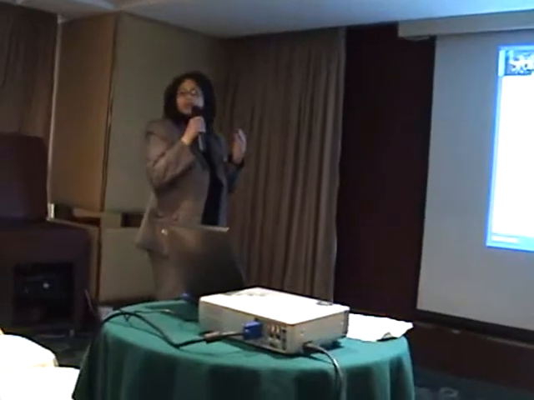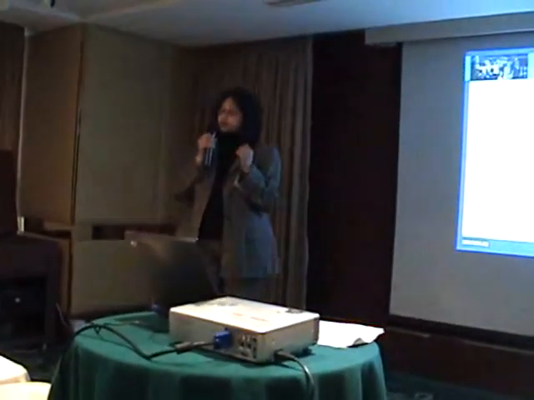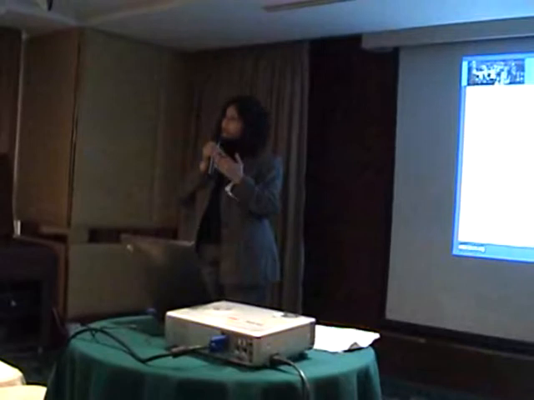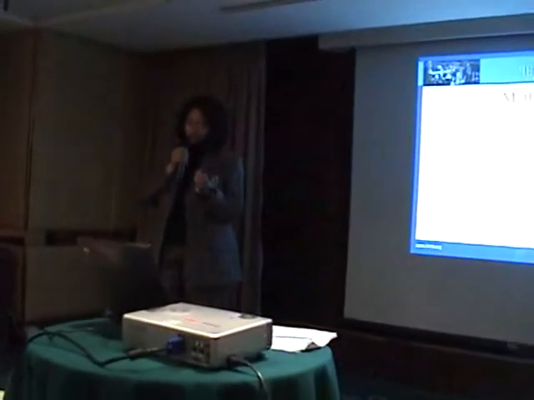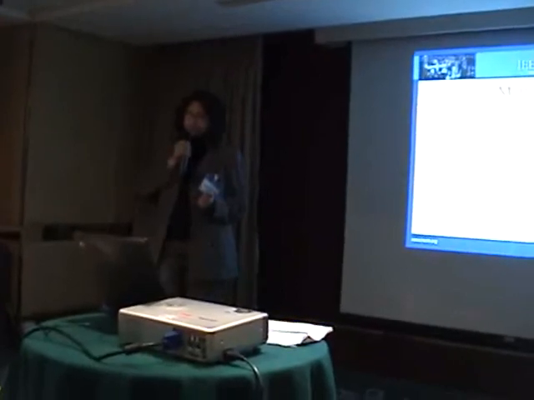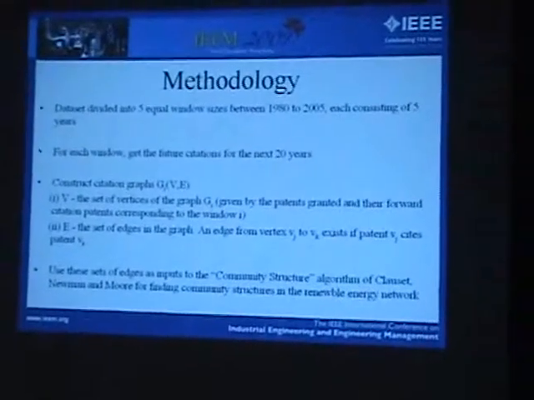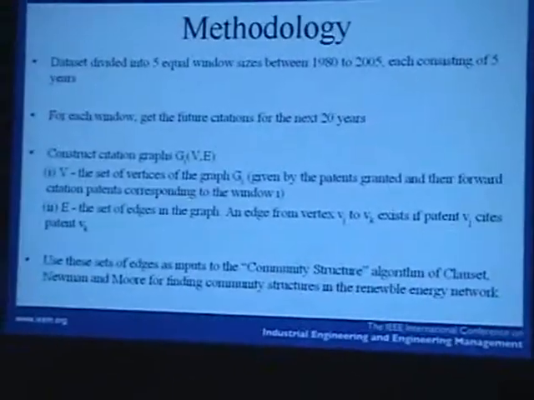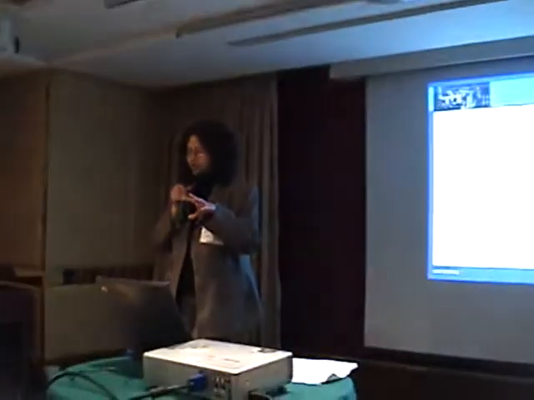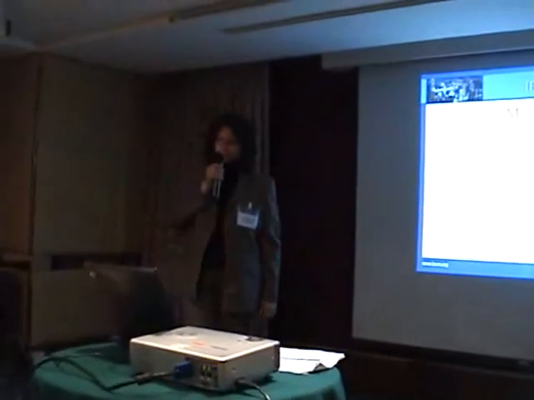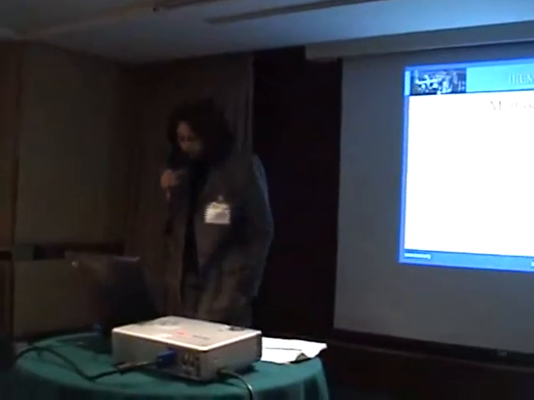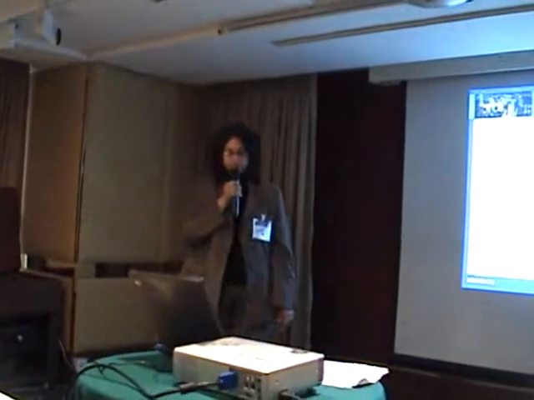For the next 20 years that the owner can get its economical value, so we considered the forward citation for the next 20 years. After we got this, we constructed some citation graphs, say a graph G(V, E), where V is the set of the vertices in the graph constructed by the patents and then the forward citation patents, and then the set of edges E. Any edge from a vertex Vi to Vj means that Vi is citing Vj.